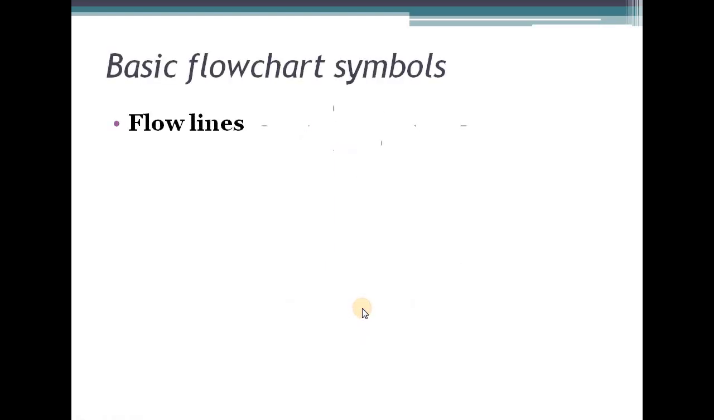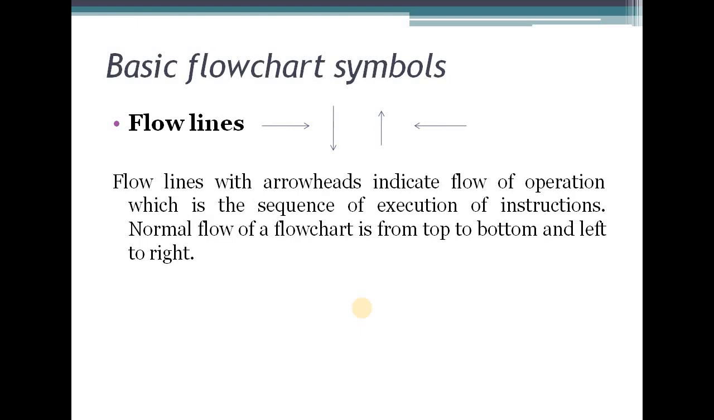The next symbol is flow lines. All the previously discussed symbols are connected with these flow lines. Flow lines with arrowheads indicate the flow of operations, which is the sequence of execution of instructions. The normal flow of a flowchart is from top to bottom and left to right.